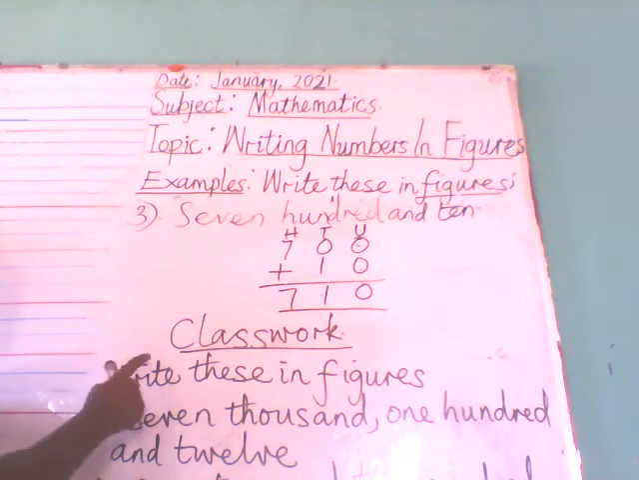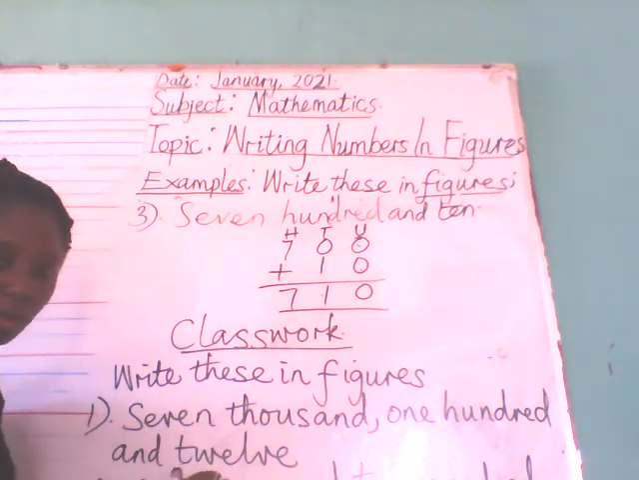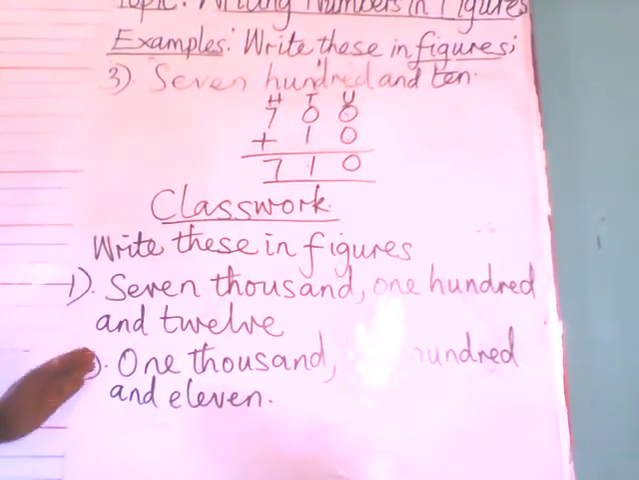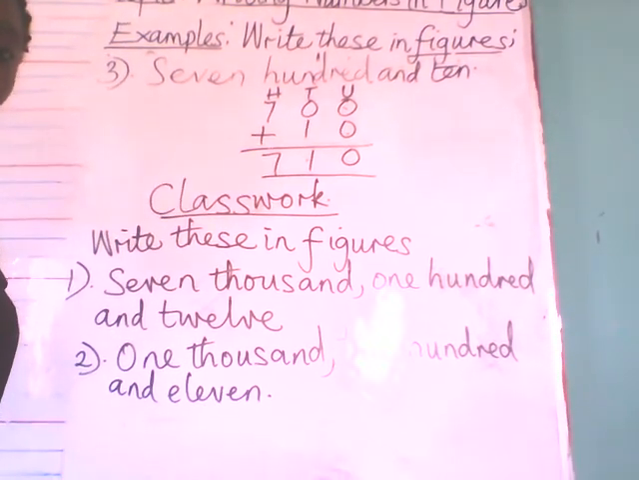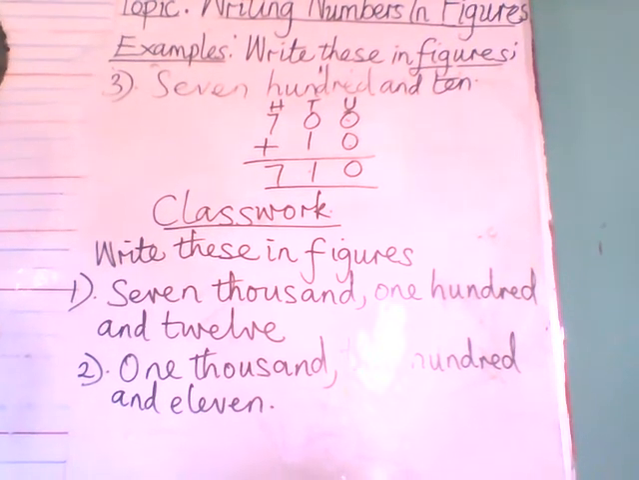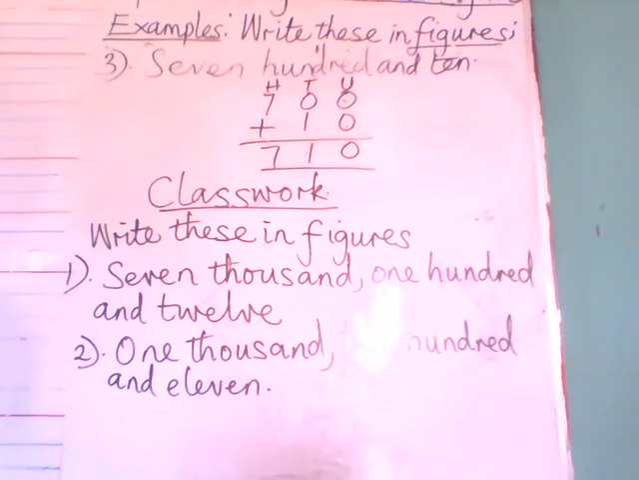So you have to write this for me as your classwork. Write in figures 7,112. Can you see that? The second question says you should write 1,211. Please write this very well, then submit it on the website for it to be marked.